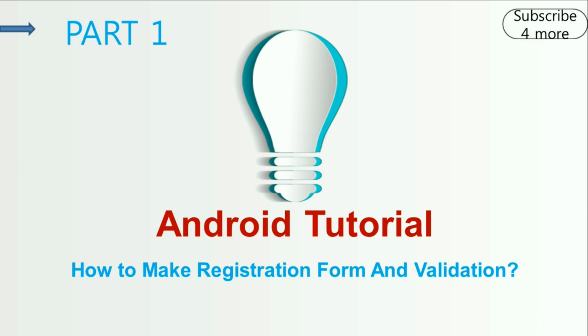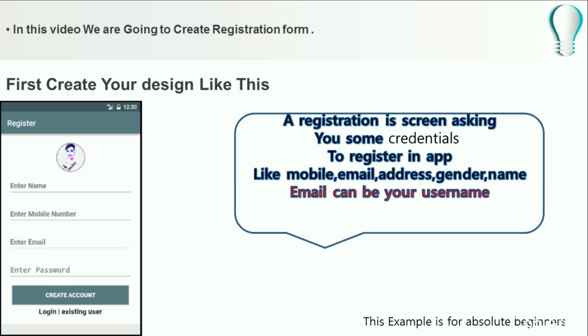In this video, we are going to create a registration form. First of all, you need to create a design. You can see I already created my design. I changed my theme color. It's a register form, and I put one image of my logo, and I put 4 edit text. You can also edit anything, like I put a name, mobile number, and email address. It can be your username either.